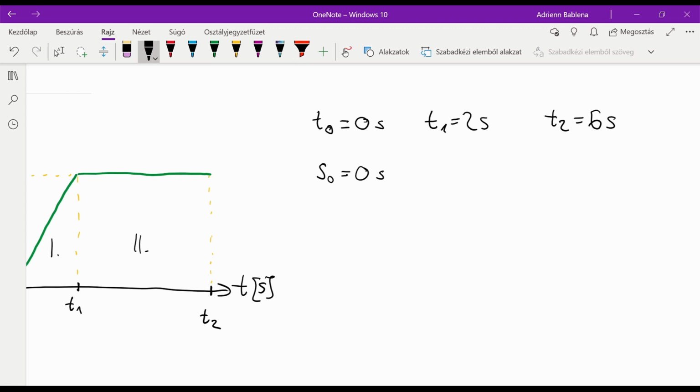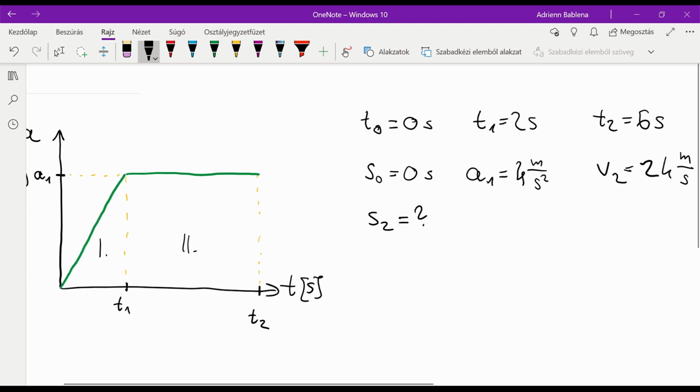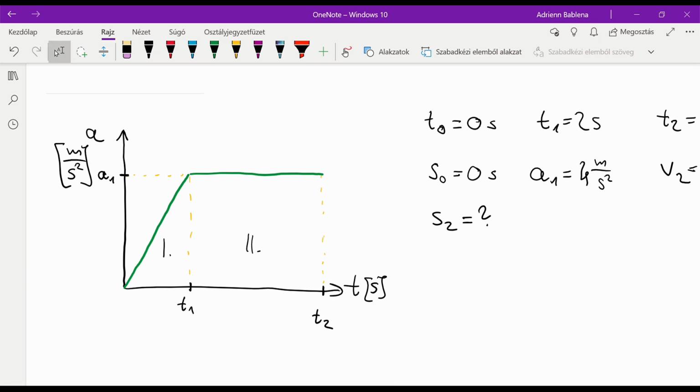We know S0 is 0, we know A1, which is 4, and we know V2, which is 24 meters per second. And we are looking for S2, so the end point of our movement, or end point of our displacement.